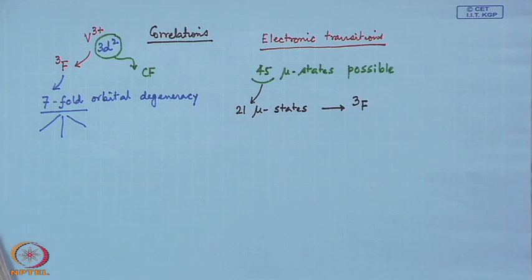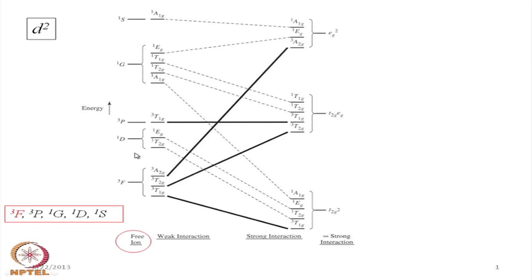In the same fashion, we will count the other microstates also. For the 1D term, since the spin multiplicity is 1, altogether we have 5 microstates. Similarly, here 3 into 3, 9 microstates. So if we add up to the 1S level, we will have all 45 microstates. So these are the theoretically possible 45 microstates for a d2 electronic configuration.